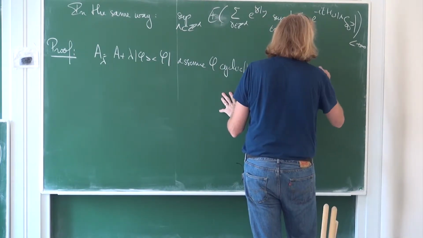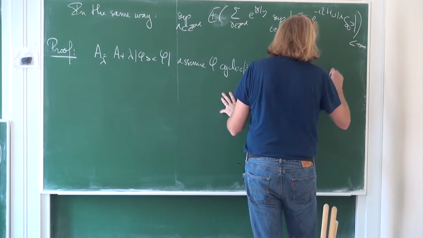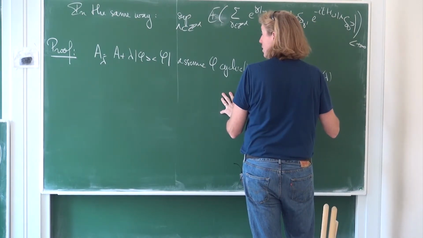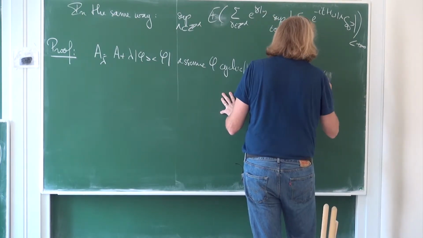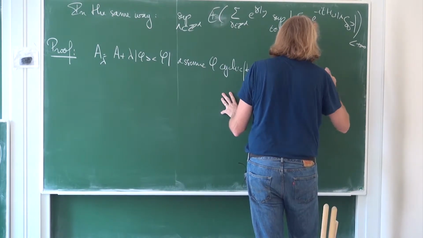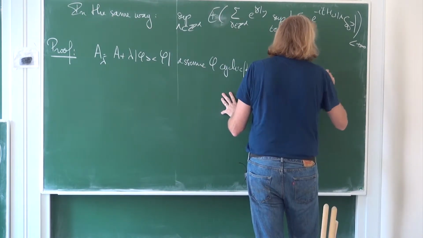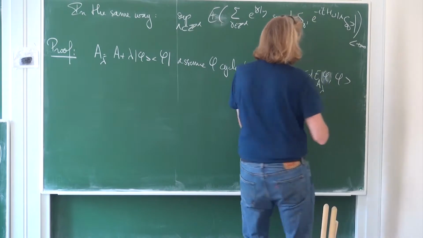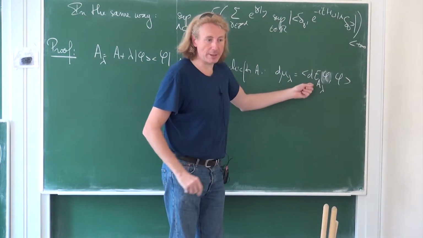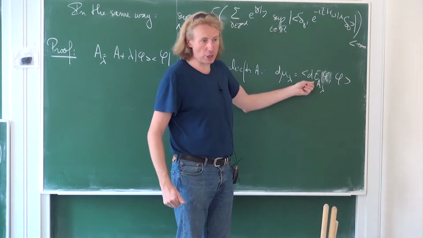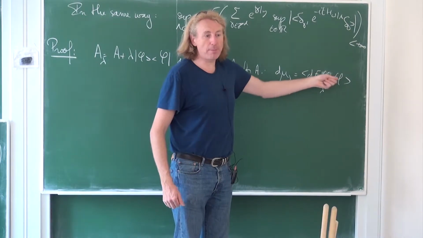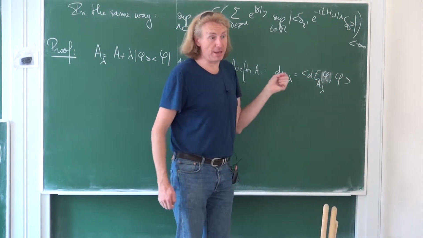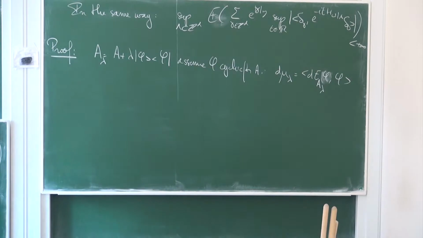So it is just dE lambda of A lambda, scalar phi, phi. So just take the spectral resolution of the operator A lambda, the projection valued measure, and you apply it to phi. It's the same thing, because phi is cyclic.